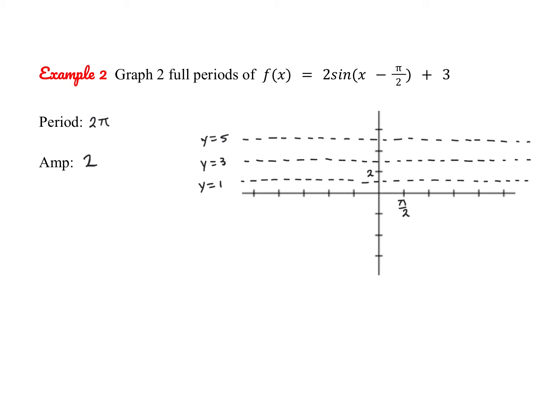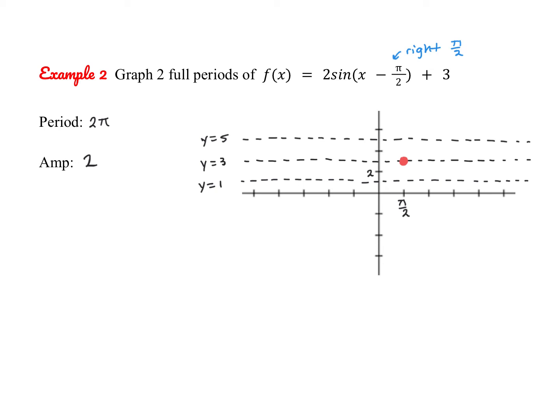Now I need to determine where my starting point is. I know that usually I start at the middle, which is right here. It's been shifted up because of the plus 3. And again, sine always starts at the midline, quote unquote starts. However, you can see that we also have this phase shift. So this graph is actually going to shift to the right by pi over 2. That means that my starting point is also going to shift to the right by pi over 2, so it's going to be right here. I'll do my starting point in red. So this is my starting point, okay?